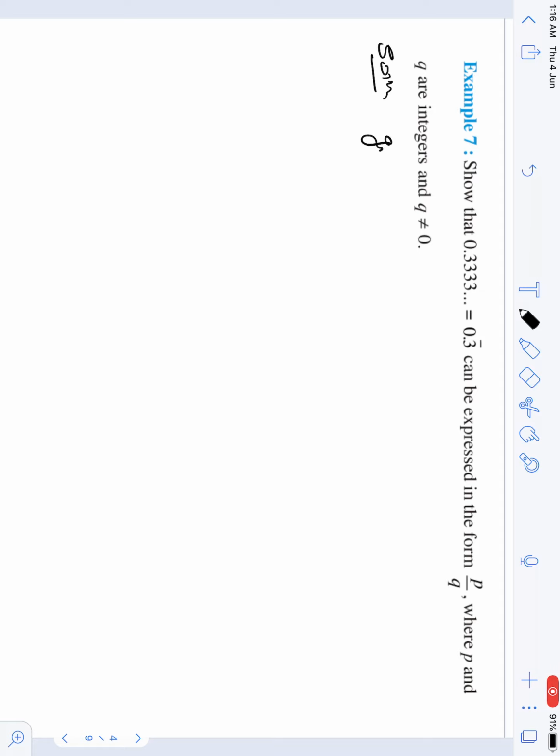Our given number is 0.3 bar. So we can write it as, let x equal 0.333. Now the bar represents that this digit is repeating itself infinite times, so we can write it at least 3-4 times. As per our requirement, I am writing it 3 times. Let this be our equation number 1.